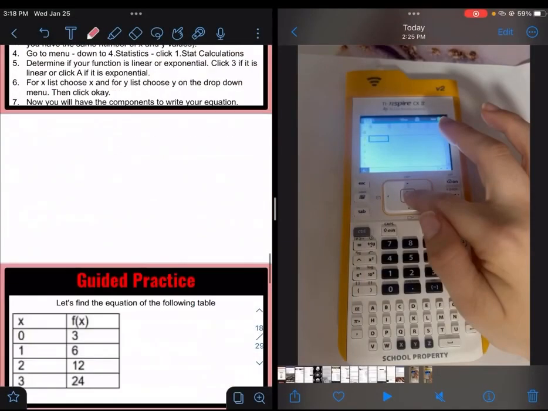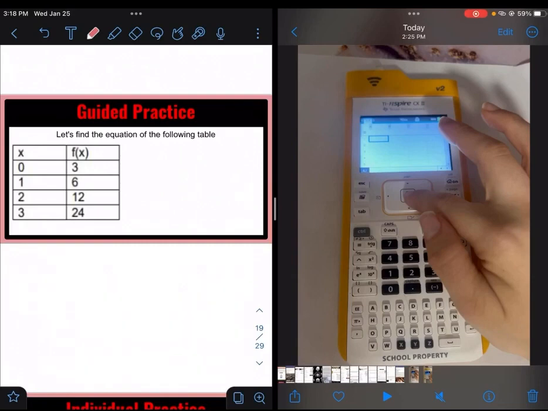What am I talking about? So, let's look at this one. First, let's determine, is this linear or exponential? To get from 3 to 6, I would add 3. To get from 6 to 12, I would add 6. And to get from 12 to 24, I would add 12. So this is going to be exponential. So we're going to have to find the equation of this using what we just learned. So let's go do that.